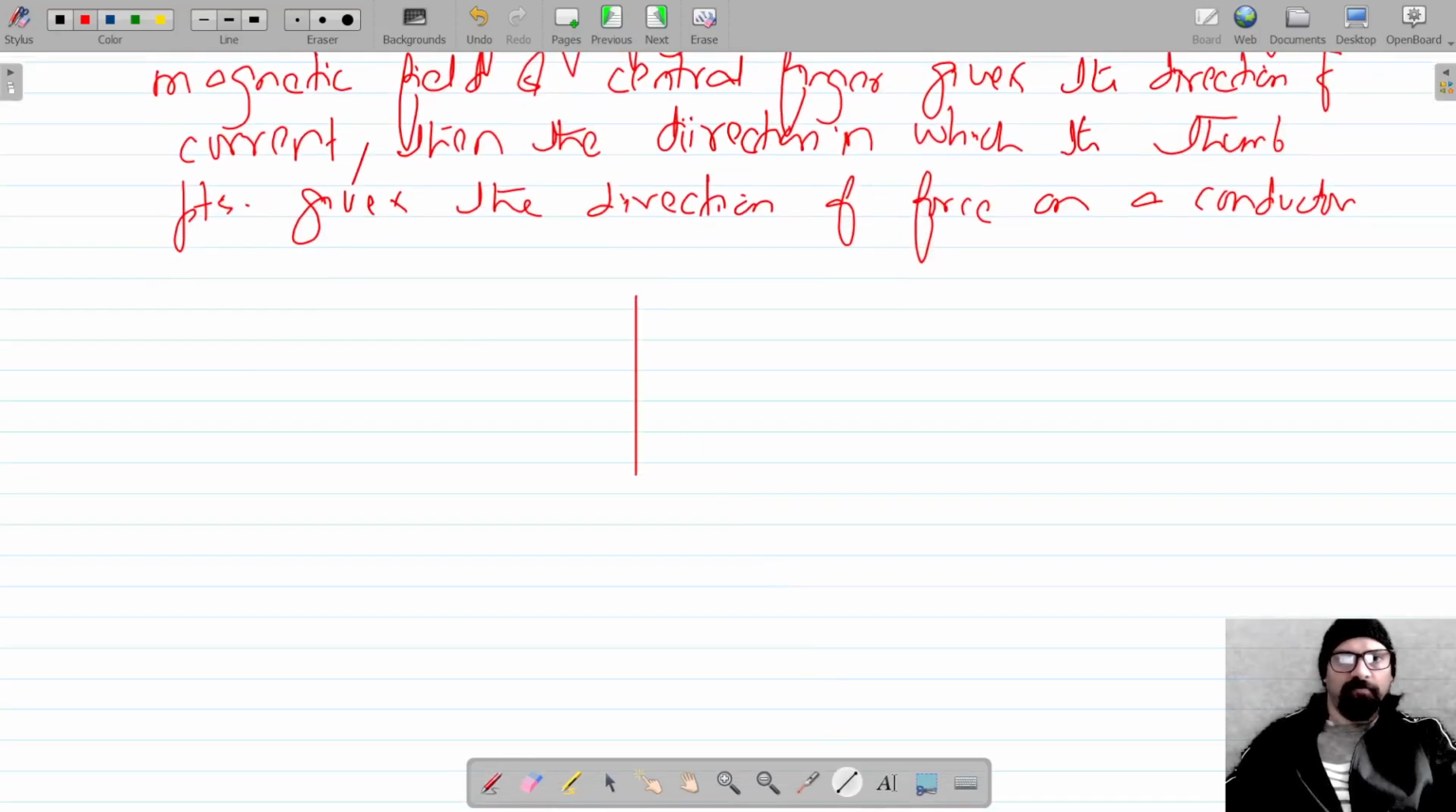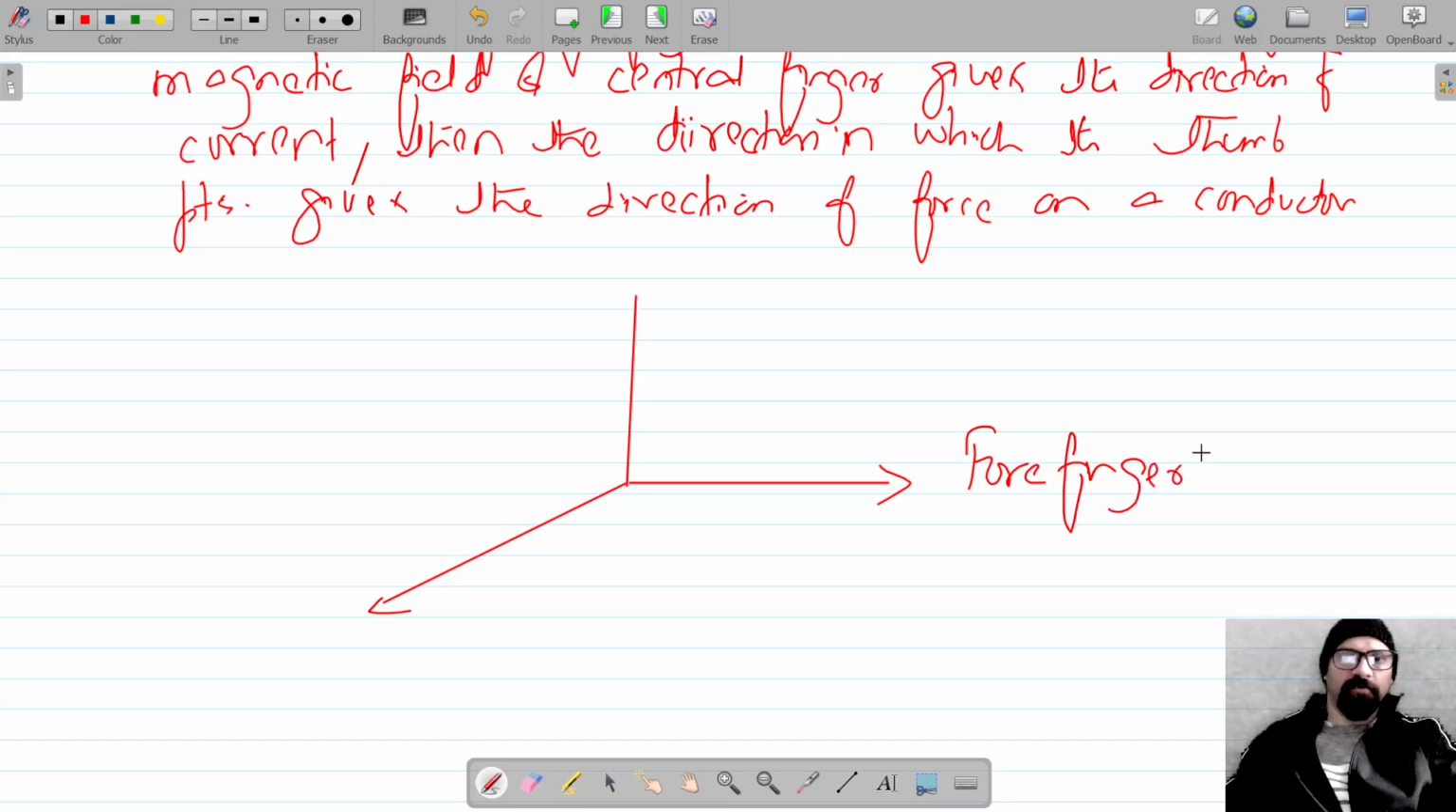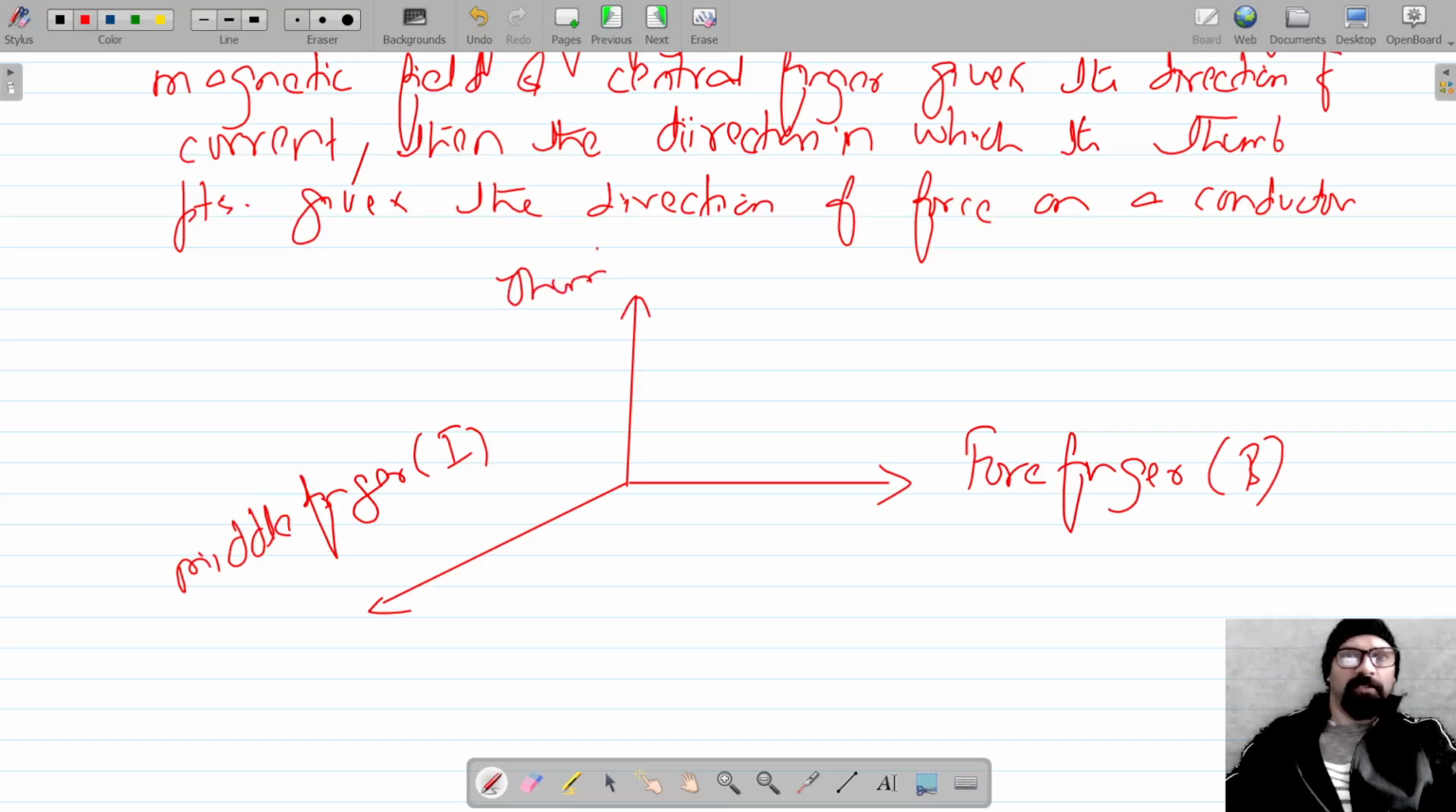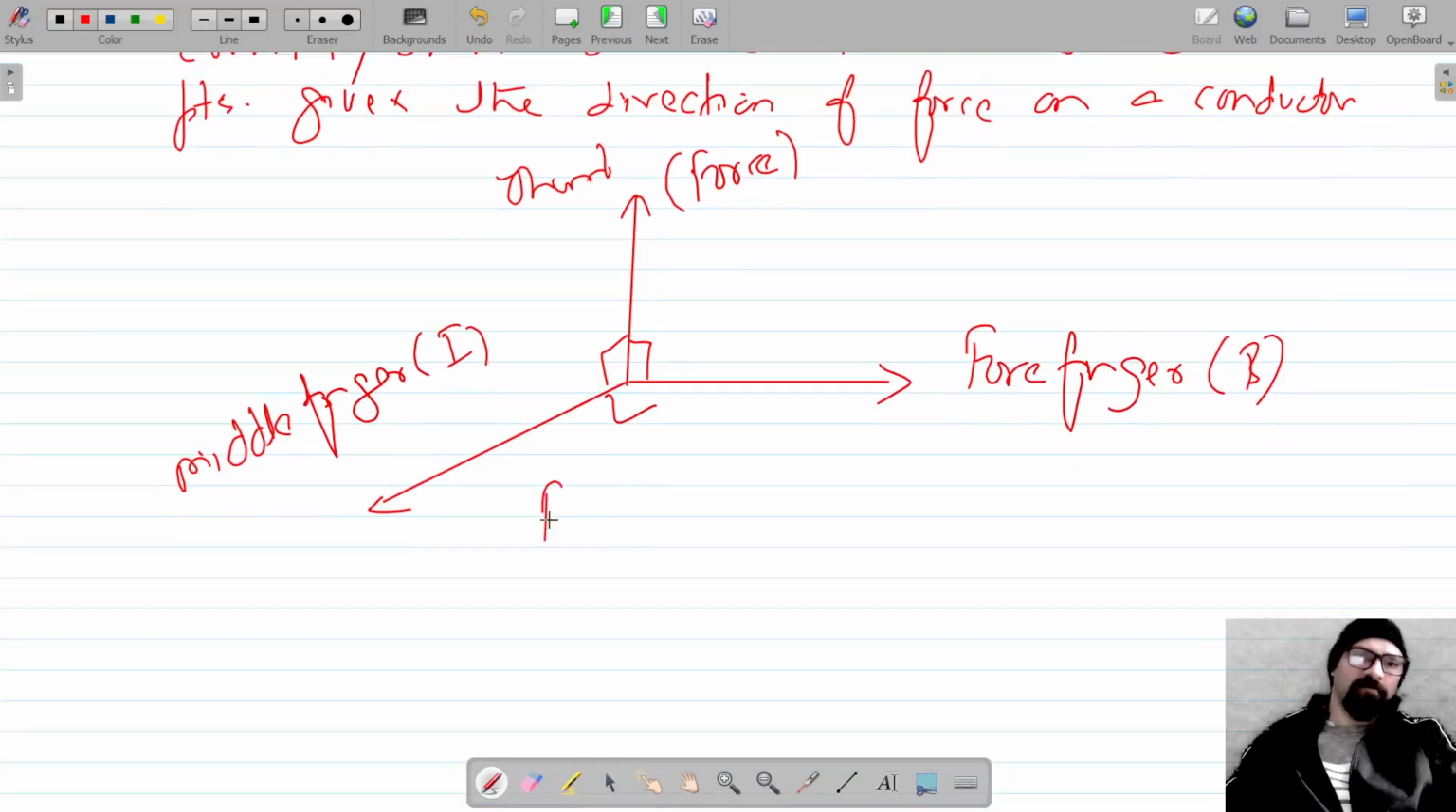So that means if we have the thumb, forefinger, and the middle finger mutually perpendicular to each other, and let's say this is the forefinger, which gives the direction of the magnetic field, denoted by B, and this is the middle or the central finger, which gives the direction of the current, and this is the thumb, then the thumb gives the direction of the force or the motion of the conductor. This is Fleming's left-hand rule to find the direction of force on a current-carrying conductor placed in a magnetic field.